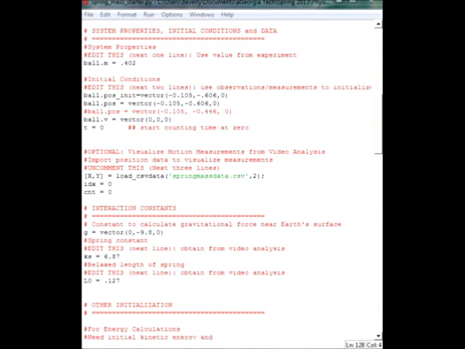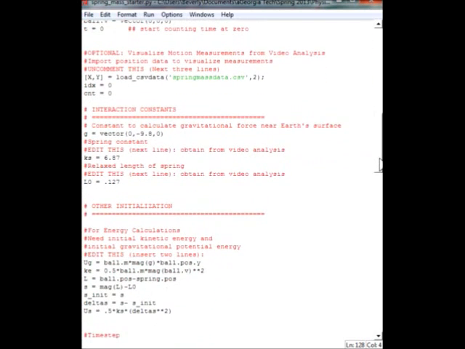Looking at the model in VPython, the initial conditions were a mass of 0.402 grams, an initial position at negative 0.105 meters in the x direction, and negative 0.606 meters in the y direction. This was found from Tracker. And there was also a velocity of 0 because the video begins when the spring is stationary, when time is 0. The spring constant was 6.87 and the relaxed length of the spring was 0.127.